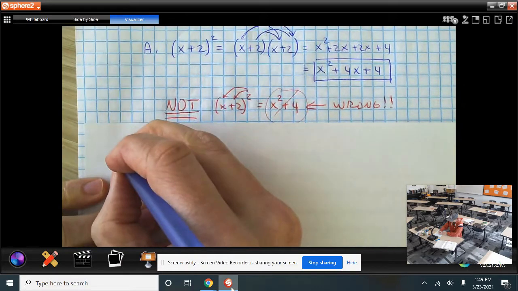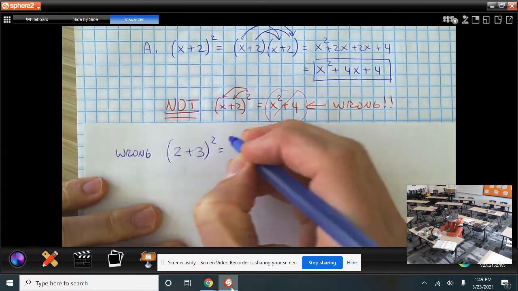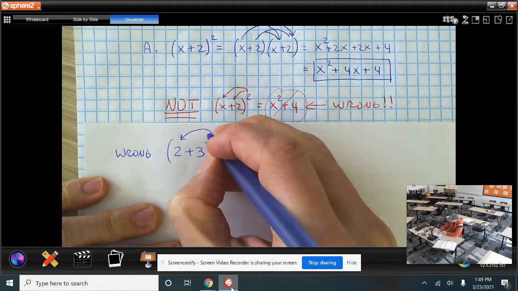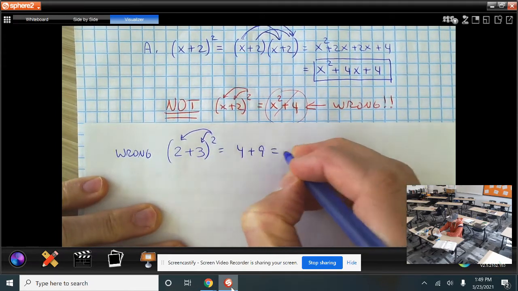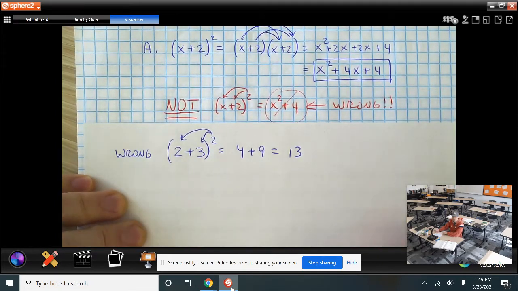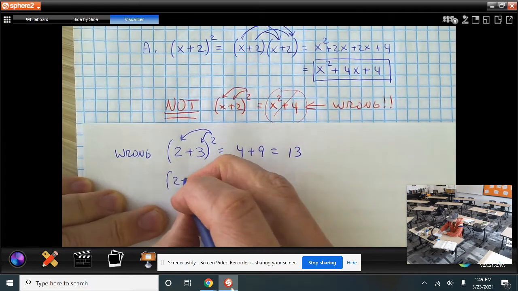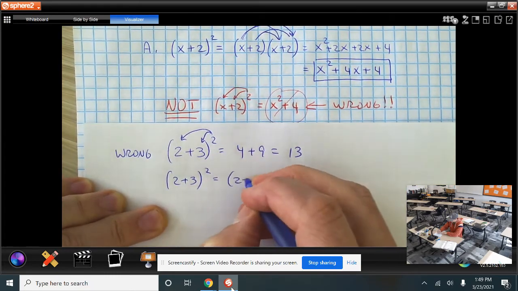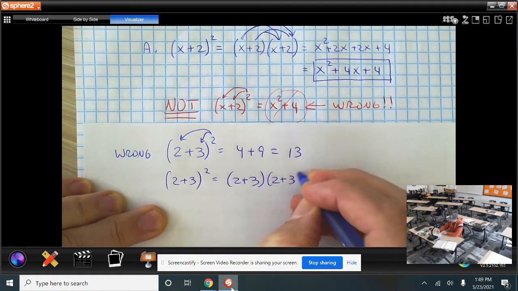So here's the wrong way of doing it. You just say, all right, well, 2 squared is 4, and 3 squared is 9, and 4 plus 9 equals 13. You know that's wrong, because it's not 13. You know the answer is 25. That's because 2 plus 3 squared means 2 plus 3 times 2 plus 3. Now watch.